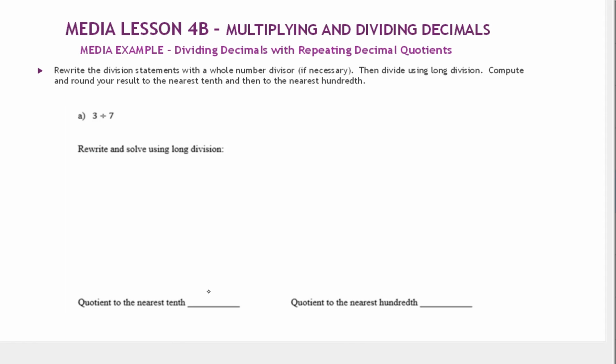Okay, so for these problems, long division is the number one method. You can't use the other method that we discussed in the last video. You pretty much have to use long division. So just like in the last example, we'd make the second number a whole number, but in this case 7 is already a whole number. So we want to divide 3 by 7 and get a decimal approximation.